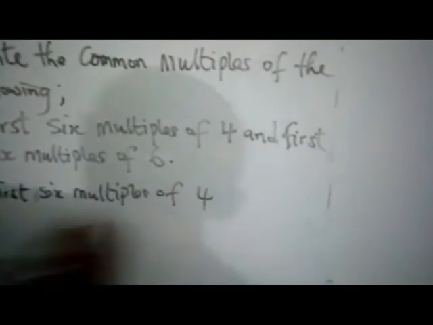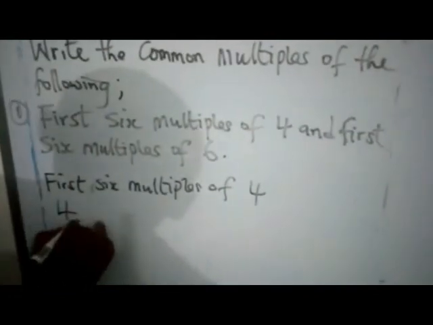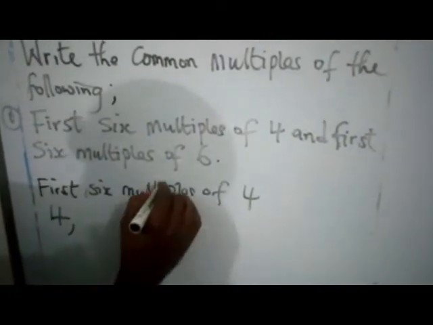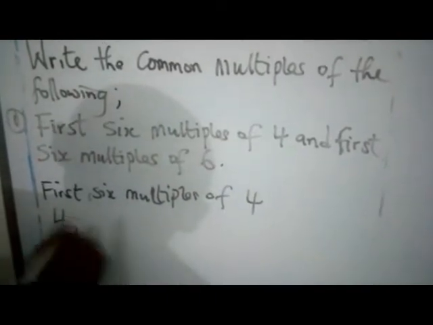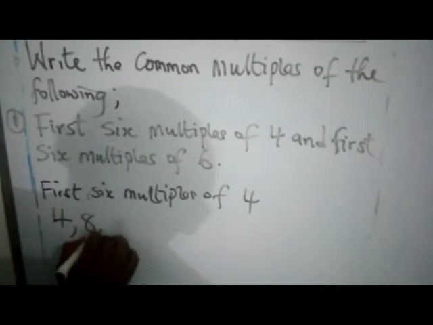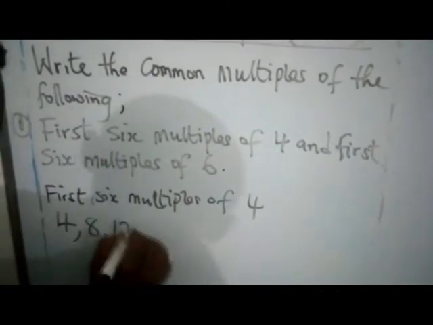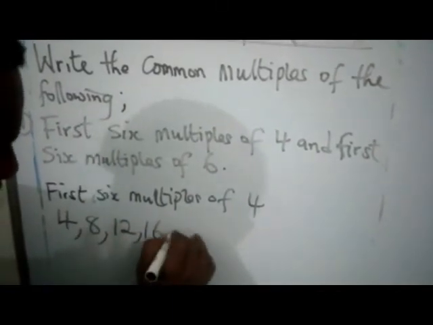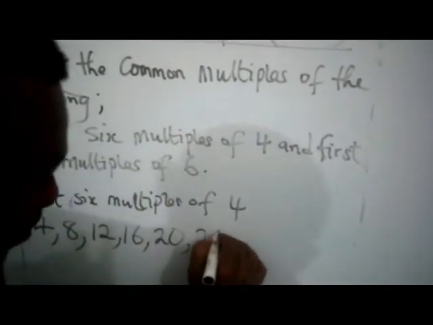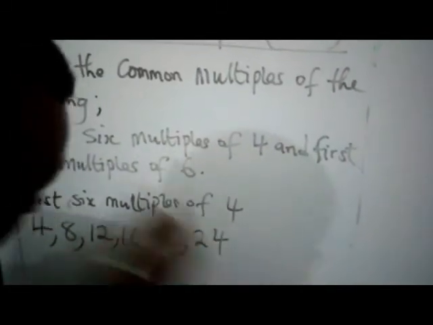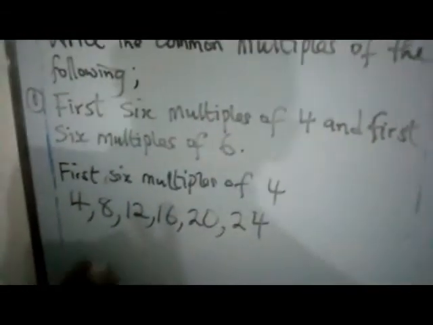First 6 multiples of 4, and that will be what? I told you how to find multiples of numbers. So 4 times 1, 4. 4 times 2, that's what? 8. 4 times 3, 12. 4 times 4, 16. 4 times 5, 20. 4 times 6, that's what? 24. So these are the first 6 multiples of 4.